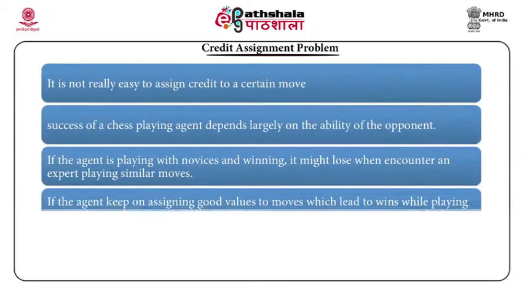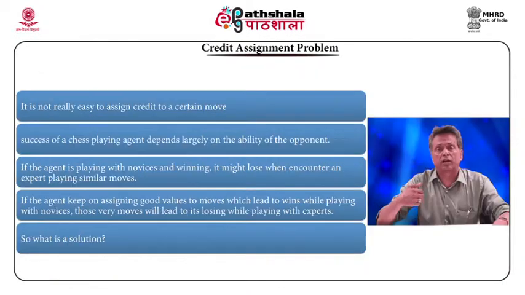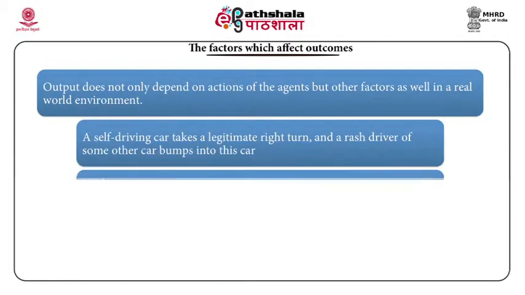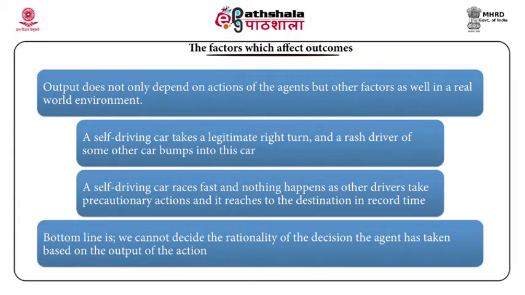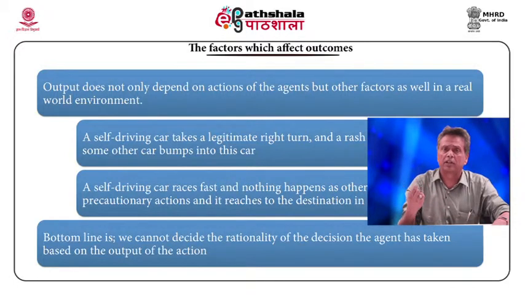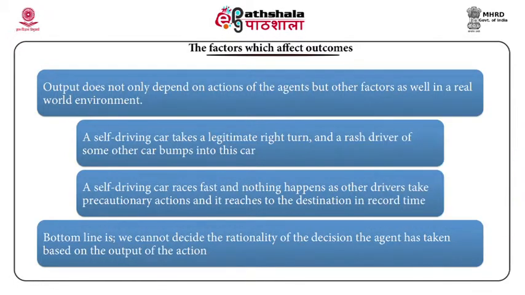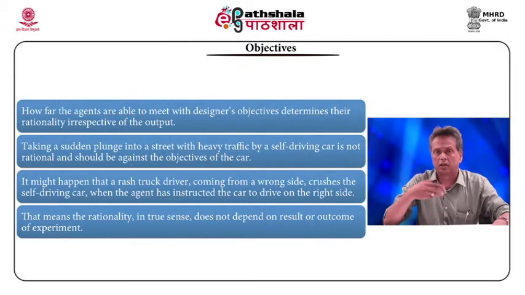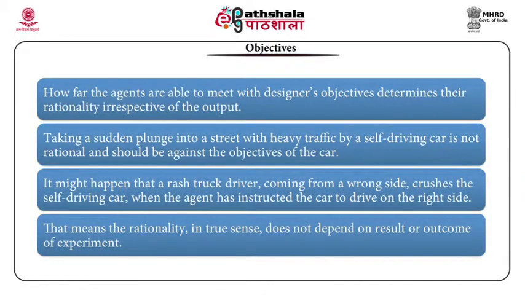Sometimes this is called the credit assignment problem. Now, if you have done a good job, how will you assign that? Which move do you think is responsible for this? And there are many factors which affect outcomes, which I have discussed. We cannot decide the rationality of the decision based on the output. We only decide whether the agent has followed our objectives or not. And I have taken a few objectives. One, if you take a sudden turn and go to a street which is full of traffic, it is a very bad decision. Okay, you may reach the destination faster, but that is not a good decision at any cost.